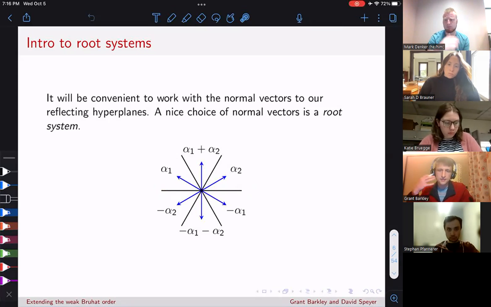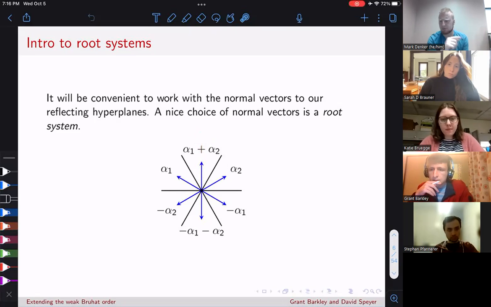And it turns out that this particular set of vectors is particularly nice. It's something called a root system, which I'll define on the next slide. But the idea is just that as a set of vectors, it's highly symmetric. It's as symmetric as the original arrangement of hyperplanes was to begin with. You can see that here. If I had chosen this normal vector to be twice as high as all the rest, it would not be as symmetric. So, oh yeah, is there a question?